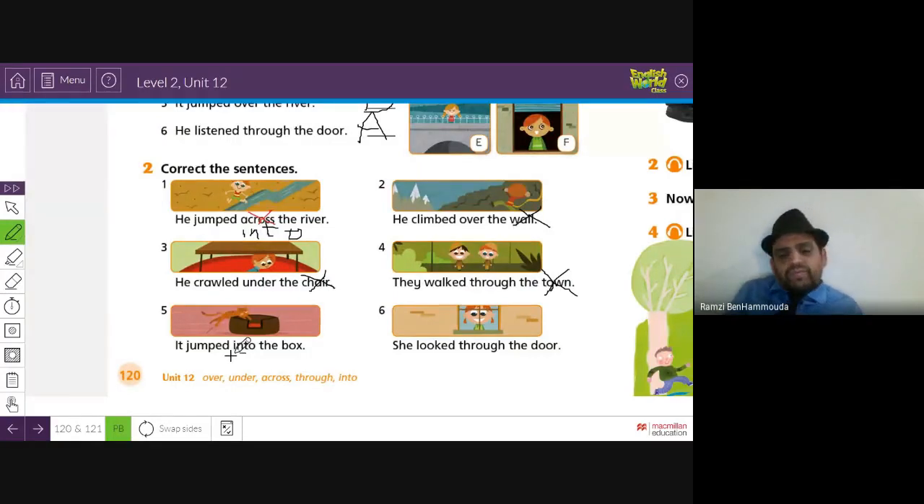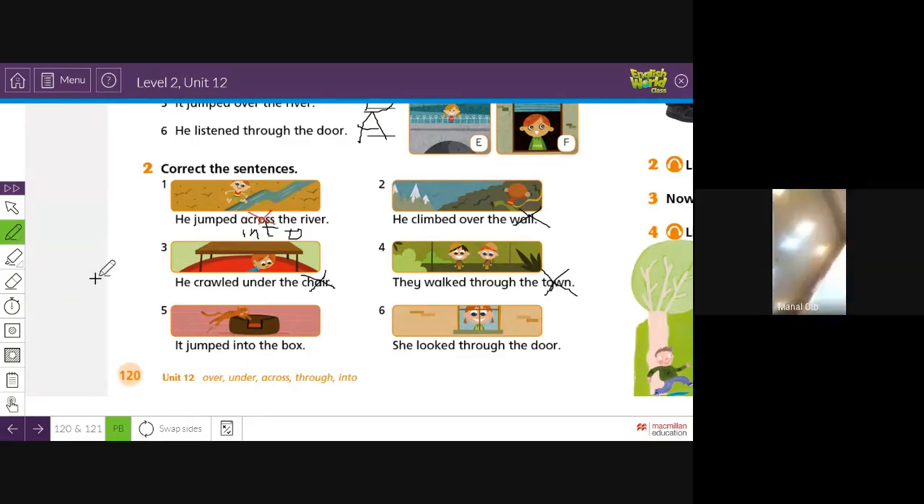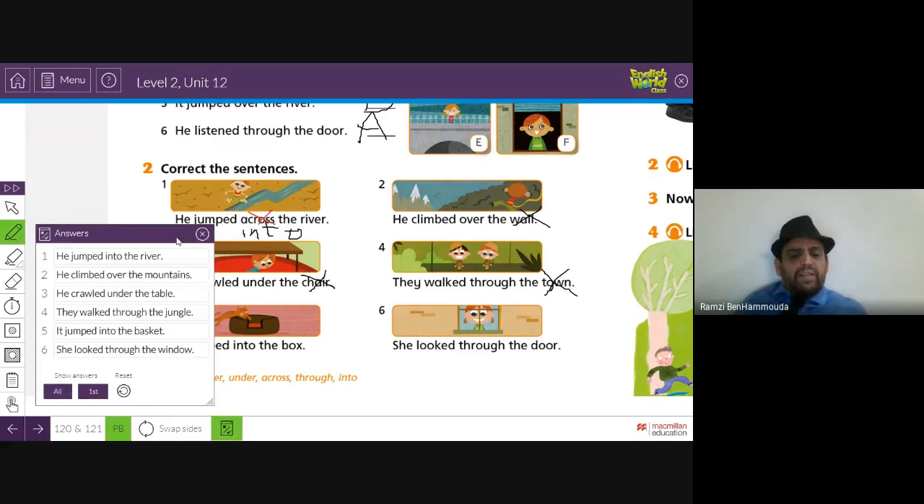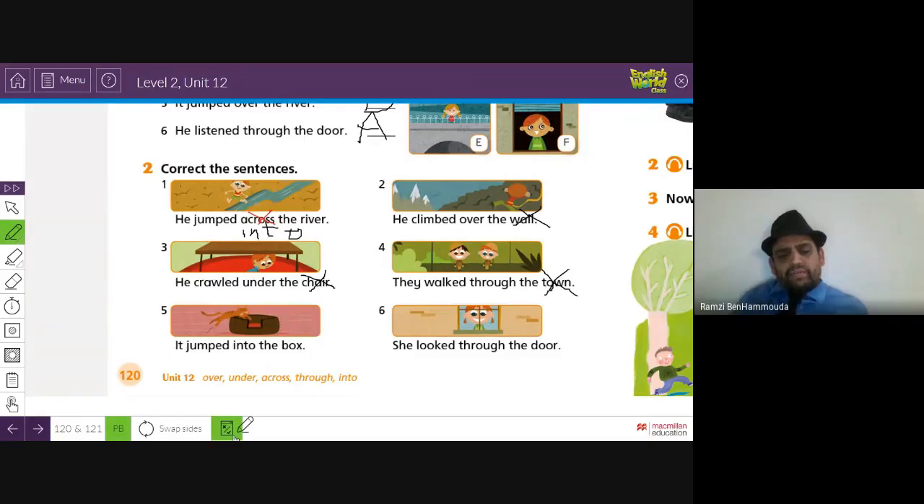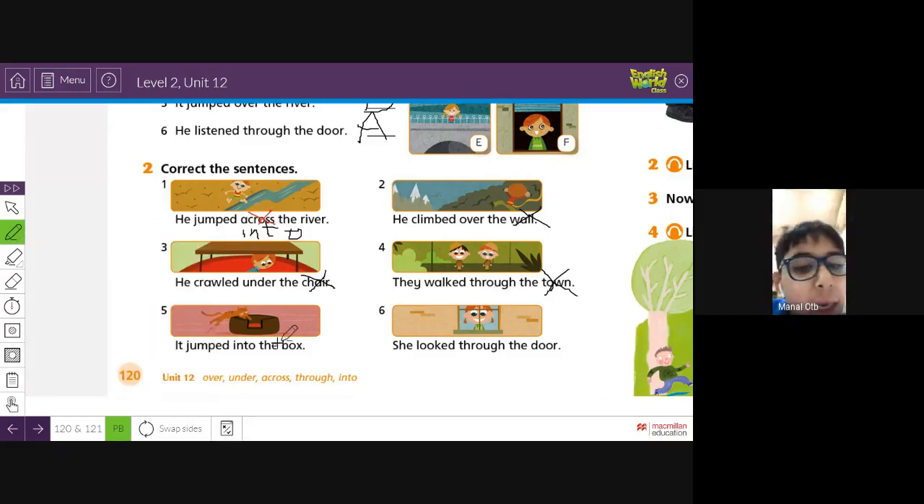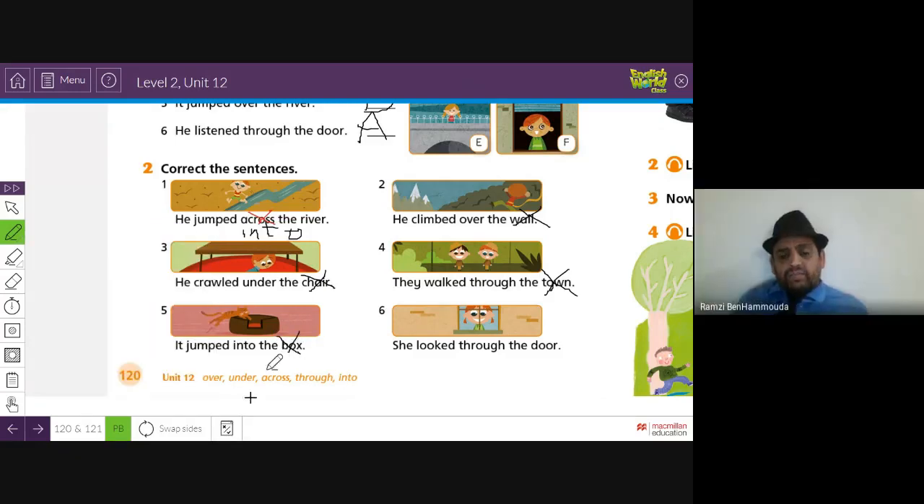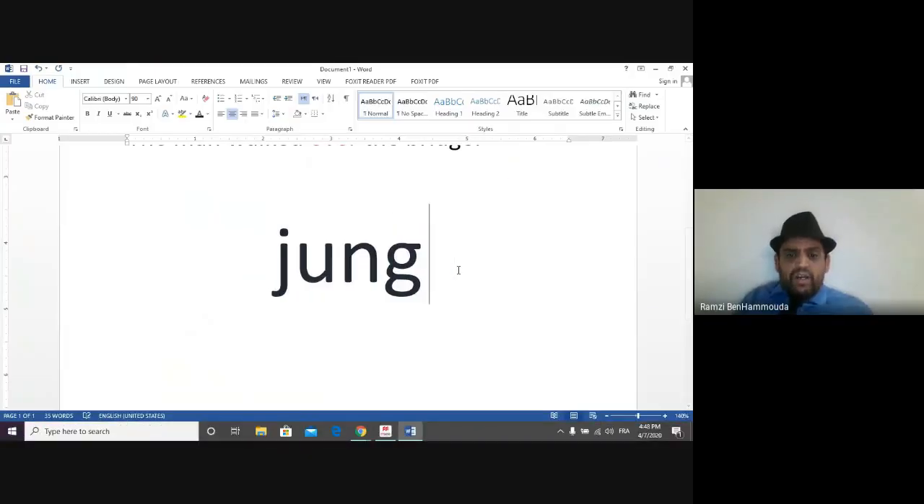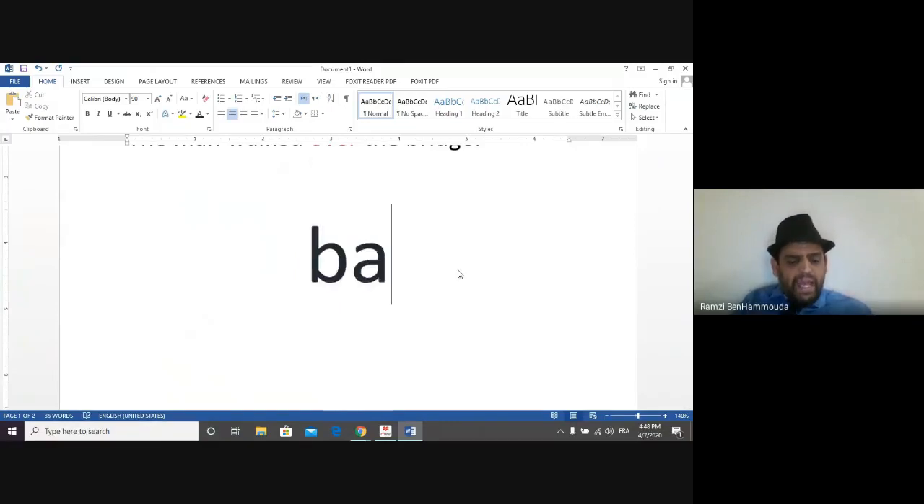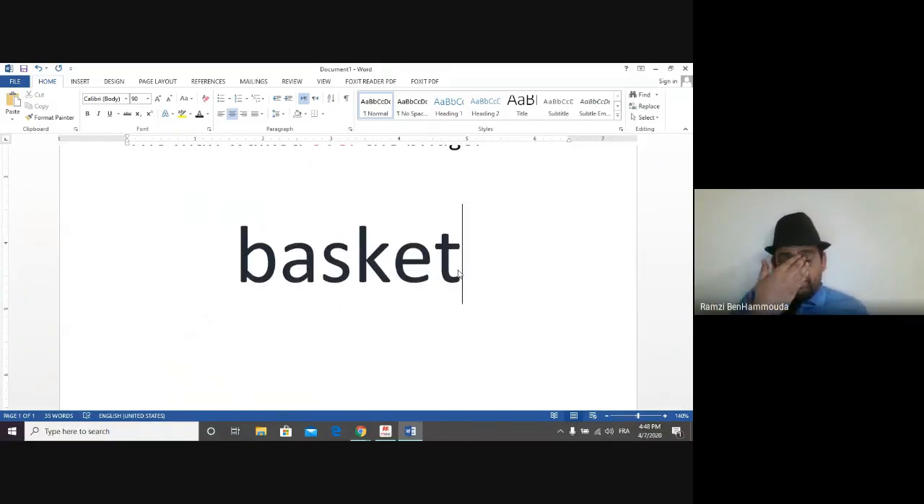Number five, Abdullah Latibi. Yalla, Abdullah. It jumped into the box. Is this a box? No, that's wrong. What is it? It's a basket. Yes, it's a basket. So we erase box and write basket. B-A-S-K-E-T. Basket.